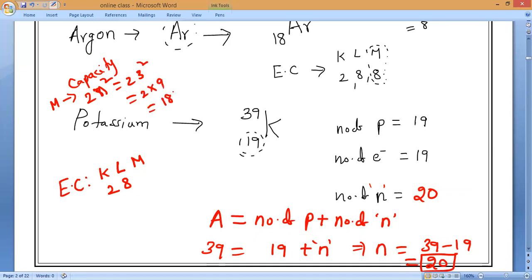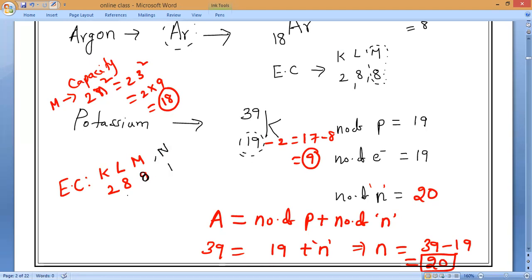How much? 18. So now 19 minus 2, how much is it? 17. 17 minus 8, how much is it? 9. So can I write 9 here? No, wrong. From 19 we cannot follow the normal method. So do you all know that the electronic configuration of potassium is 2, 8, 8, 1.